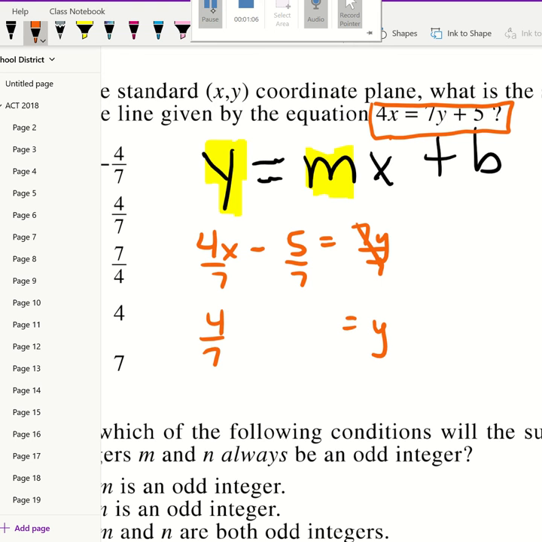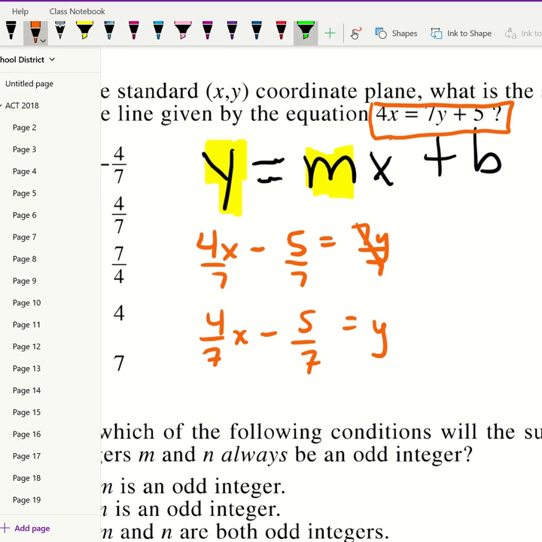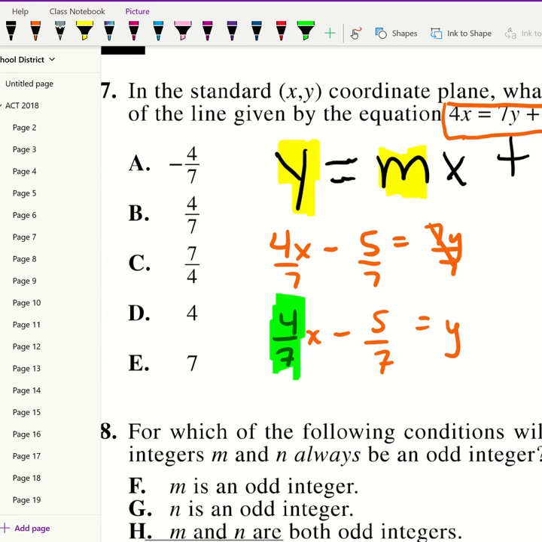And when I do that, I get that y is equal to 4/7 x minus 5/7. And the 4/7 is the coefficient of x, which tells us it is the slope. So my final answer here is B, positive 4/7.